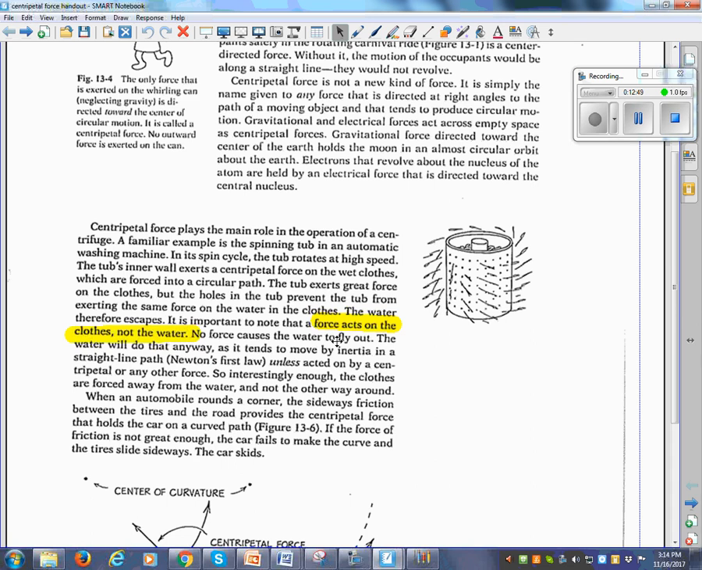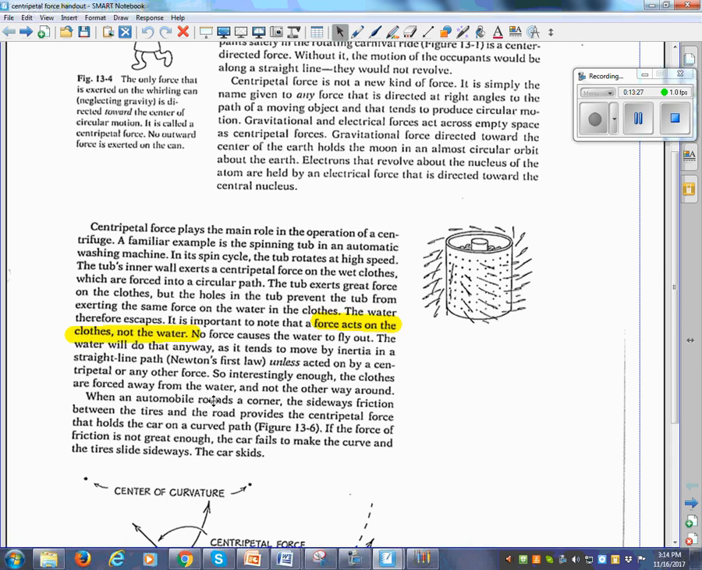You're exerting a force to keep the clothes moving in the circle, and the water goes out. That's the second answer, right? No force causes the water to fly out. The water will do that anyway, as it tends to move by inertia in a straight line path. Newton's first law says objects in motion stay in motion, in a straight line, unless acted on by a centripetal or any other force. So interestingly enough, the clothes are forced away from the water and not the other way around. Same is true in a salad spinner.